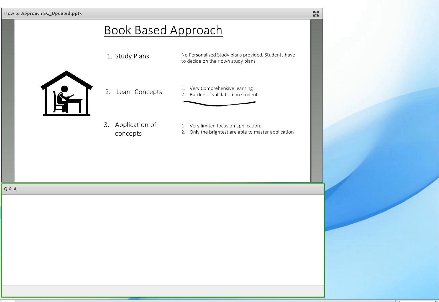So some people are able to master application using books, but they are ones who either solve hundreds and hundreds of questions, or they are amongst the best and the brightest. And then when it comes to evaluation and mastery, most people who follow a book-based approach only resort to taking mock tests because that's the only tool that they provide with regards to evaluation of mastery. And again, even when you take a mock test, that onus of evaluation is completely on you as a student.